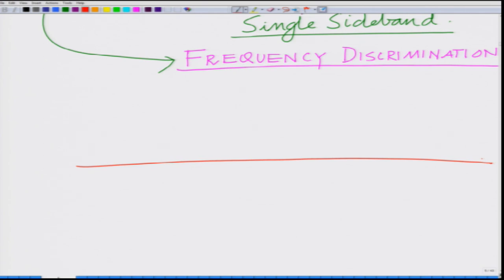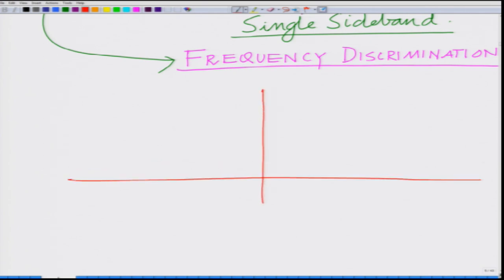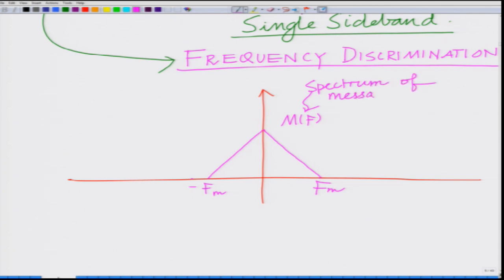And as we have seen yesterday, if we start with a message signal m(t), let us say I have my message signal m(t), which is given by the spectrum between minus fm and plus fm, correct? So, this is your minus fm. This is your fm, this is M(f), which is the Fourier transform of message signal m(t), correct? And fm is the maximum frequency. All right. So, the message spectrum M(f) is between minus fm to fm.